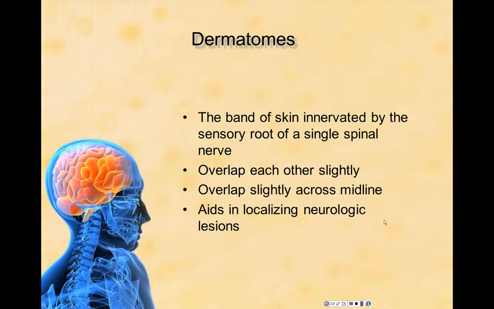Now they do overlap each other slightly, so that's why you can never tell exactly which nerve root it is, because they oftentimes overlap slightly, and oftentimes overlap slightly across midline. But it does help you localize neurological lesions if you learn the dermatomes. So I'd encourage you to look at this in your book. There's a good picture of the dermatomes.